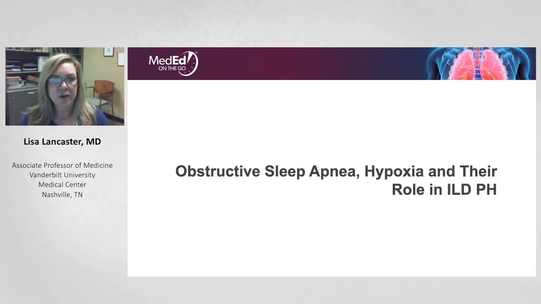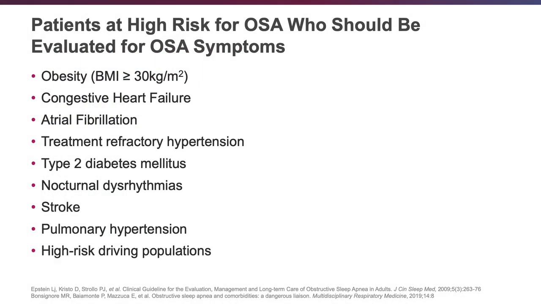Let's highlight now another disease that is not a diffuse parenchymal disease, but a disease that actively contributes to hypoxia and can result in both HPV and pulmonary hypertension, and that's obstructive sleep apnea. So what patients do we think about that may be at risk for obstructive sleep apnea? Well, those are obese patients, patients with various heart diseases, type 2 diabetes, stroke, and pulmonary hypertension.